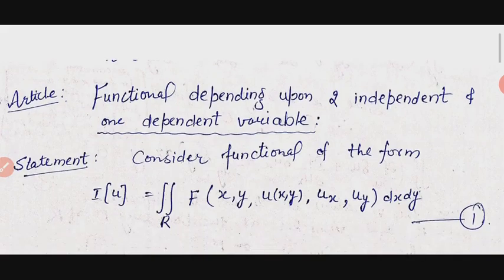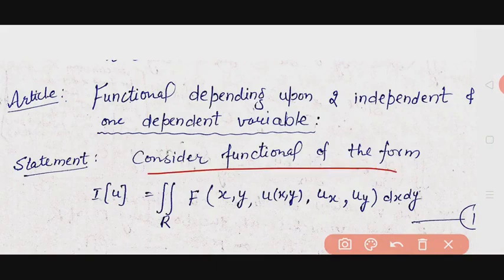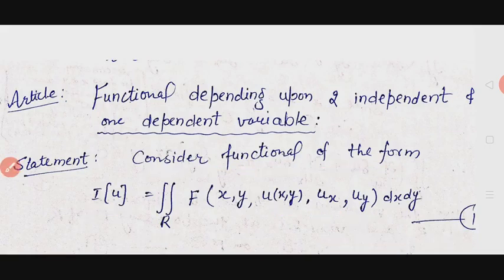So here we are talking about two independent variables. We consider the functional I of u, where u is the dependent variable which depends upon two independent variables, let us assume x and y. So I will be a double integral over the region R, because there are two independent variables: double integral over the region R of f of x, y, u of x, y, ux, uy. These are the partial derivatives with respect to x and y. We have to find the extremal value for that functional.